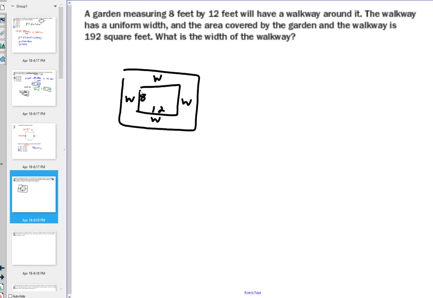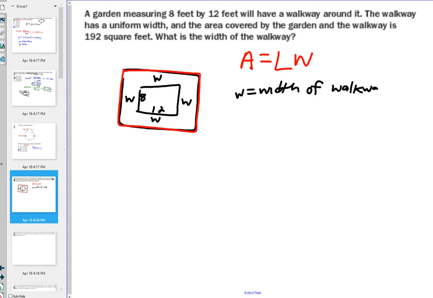So this is an area problem. How do you find the area of a rectangle? Because even if you add the walkway together, this outside shape is still a rectangle. How do you find the area of a rectangle? Length times width. But they're not asking you for the area here. What are they asking you for? The width of the walkway. Now, I actually have defined that for you here already. I'm using a little w for width of walkway. So let's see how we can substitute to make this work. They do give us the area. The overall big area is 192.